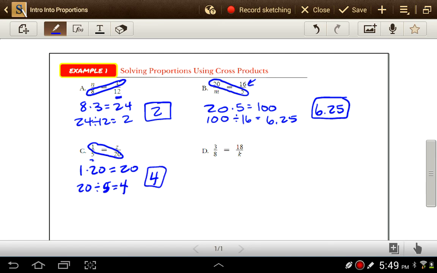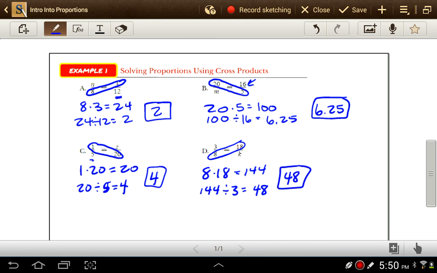And then for D, we do the same thing here. We're going to multiply the cross numbers that we know. So we're going to do 8 times 18, and 8 times 18 is 144. Then we're going to do 144 divided by the remaining number, which is 3, and that is going to equal 48. So that's our answer for D.